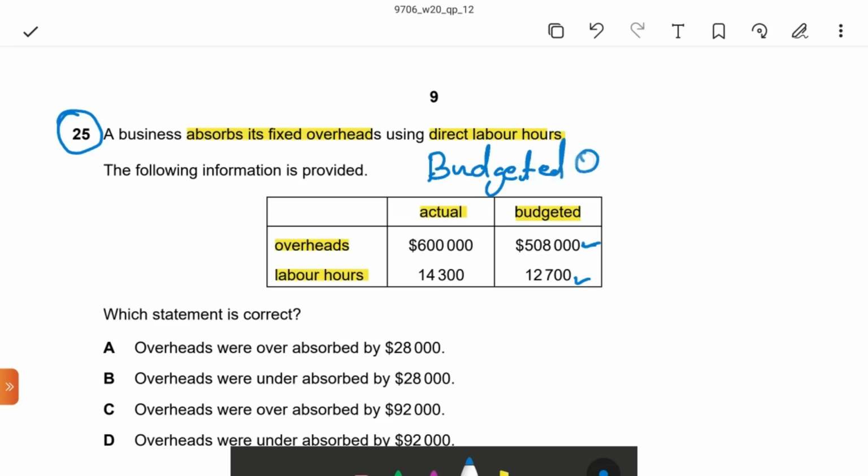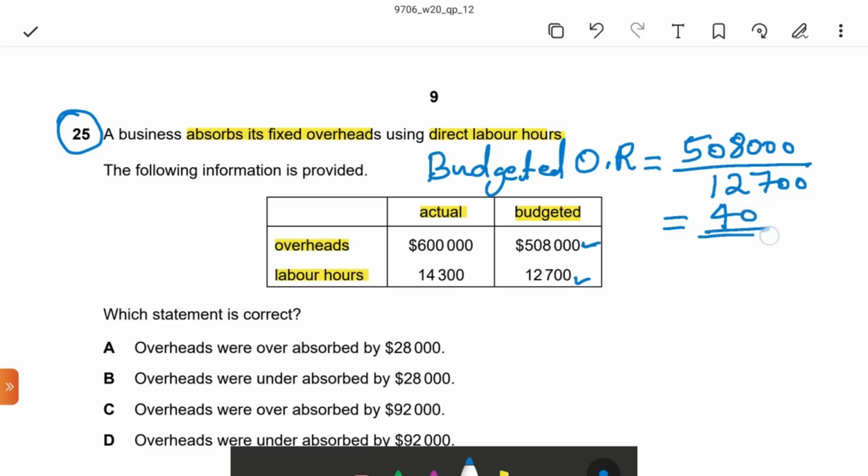Budgeted overhead rate is equal to 508,000 divided by 12,700. How much does it come to? That is 40. 40 is the budgeted overhead rate.